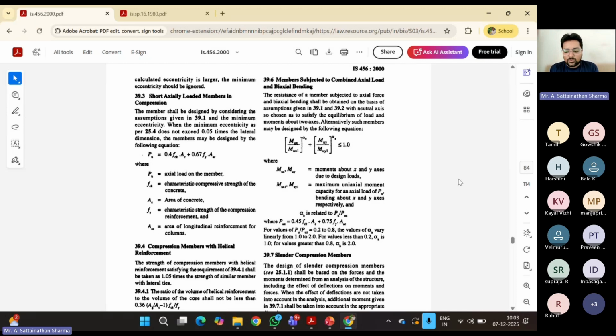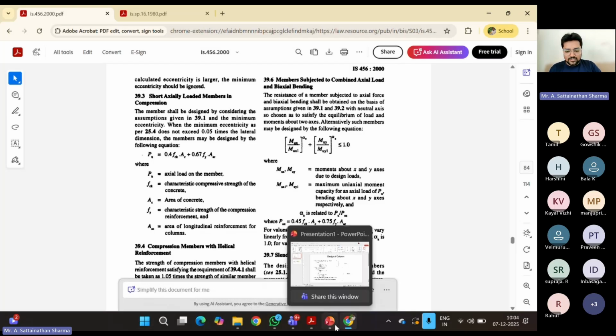Okay, that you have to split up. What is the amount of concrete in the gross area? What is the amount of steel in the gross area? That is what AC and AAC are. Just substitute the values, and you will get the answer. That is P equal to 0.4 FCK plus 0.67 FY AAC. Yes, very simple. Just a substitution.